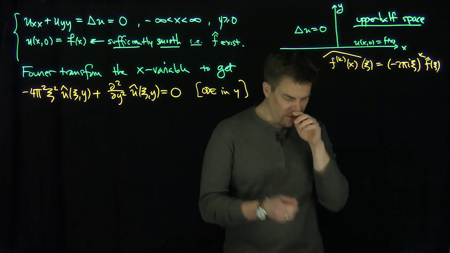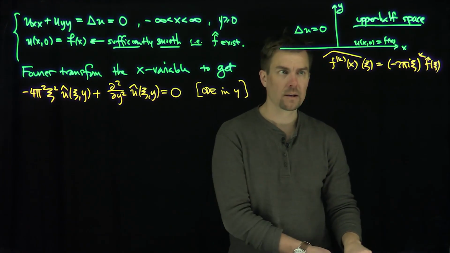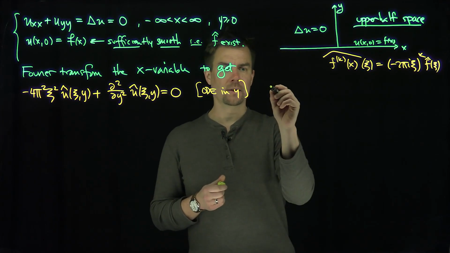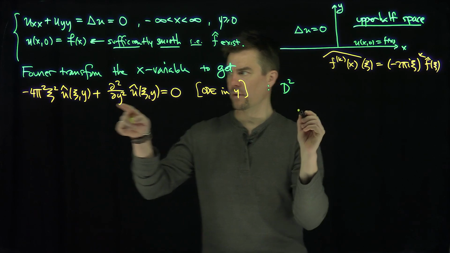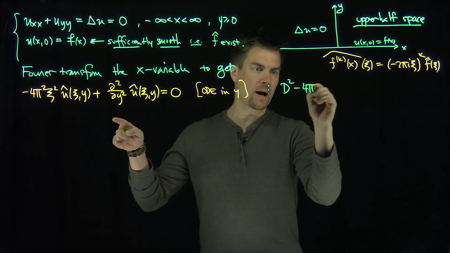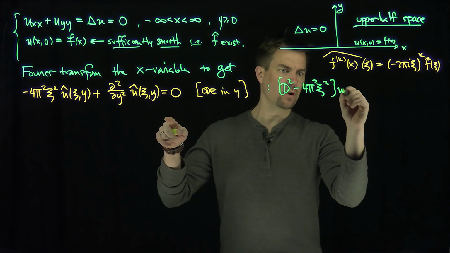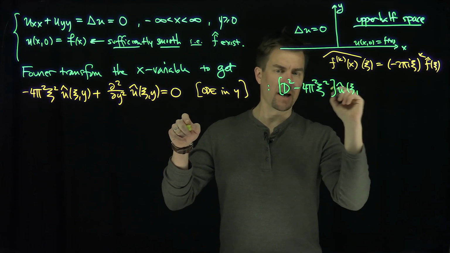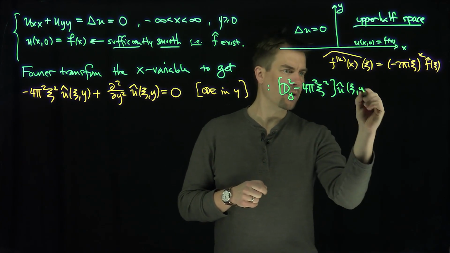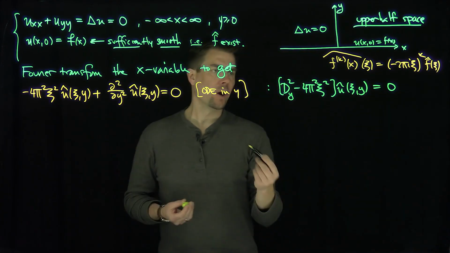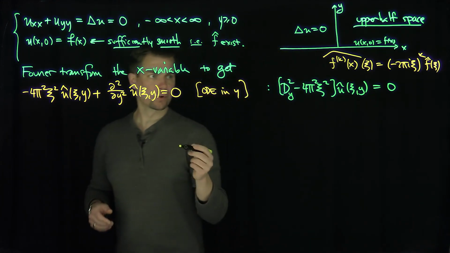And it's a very special form of an ODE. This ODE has the form d squared, for two derivatives, minus 4 pi squared xi squared applied to the function u hat of xi and t, and these t's are y, of course. Those are y derivatives, equal to 0. I know how to solve this in principle. I know this is going to give me just exponential solutions. So what kind of solutions will we get over here?